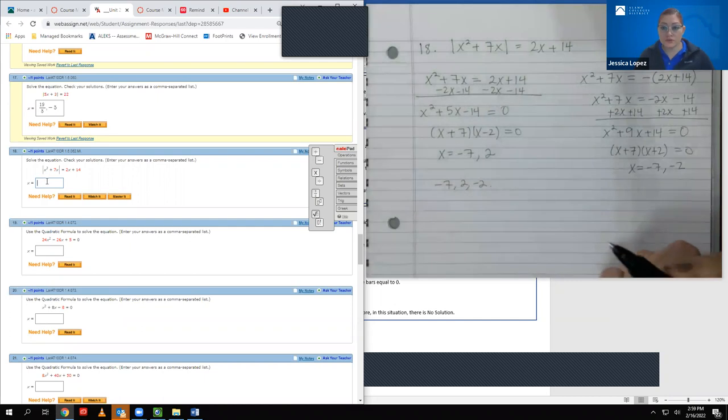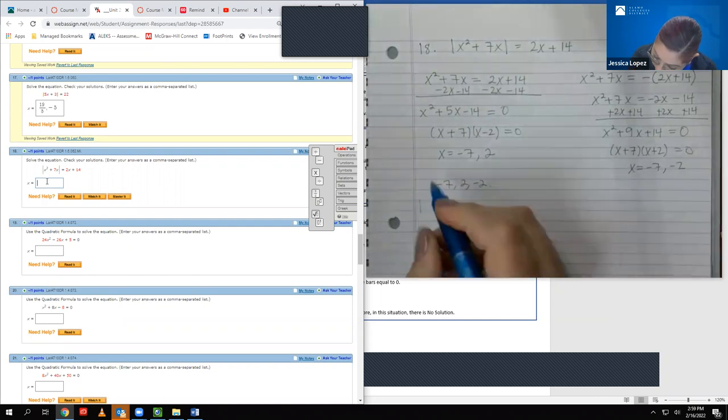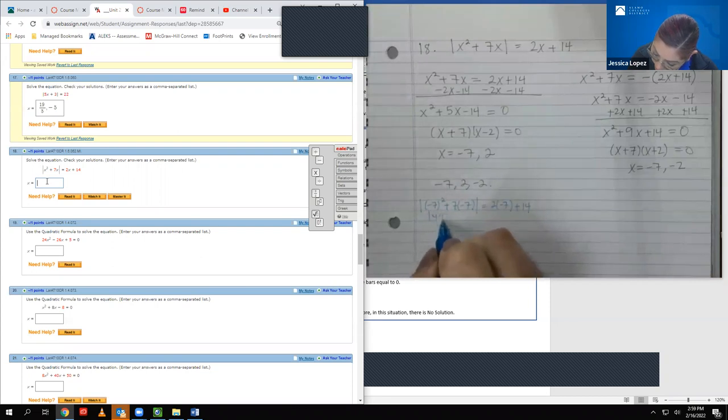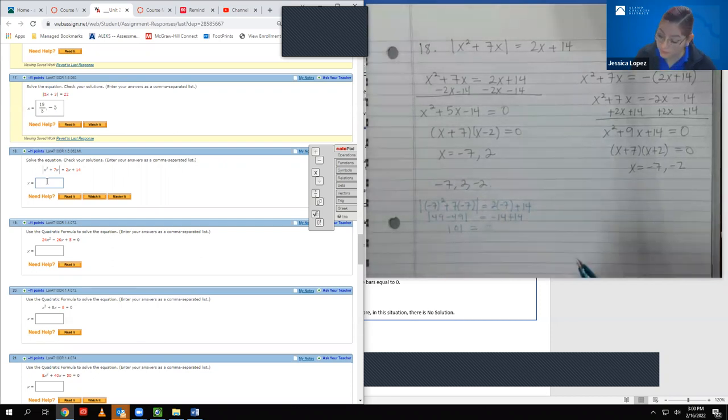Now I don't know which of those work, so I need to check. Absolute value of negative 7 squared plus 7 times negative 7 equal to 2 times negative 7 plus 14. So I get 49 minus 49 equal to negative 14 plus 14. I end up with 0 in the bars and 0 on the right-hand side. And that is true. The absolute value of 0 is 0.